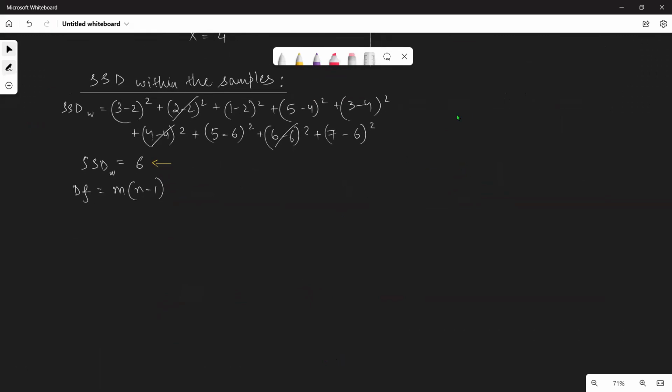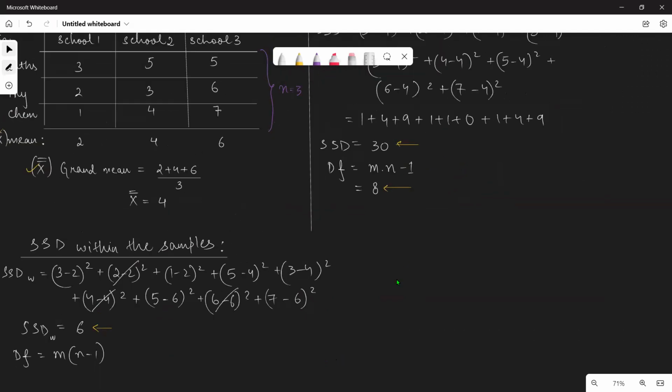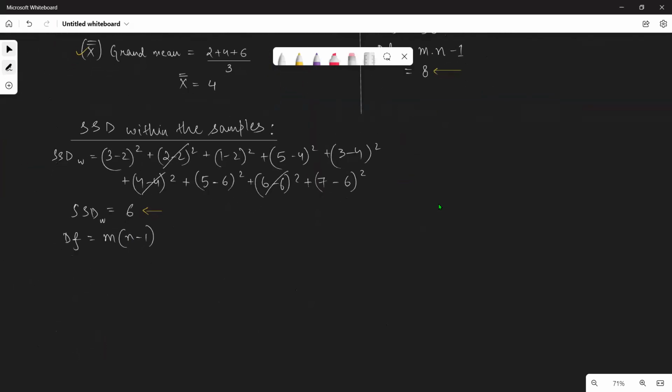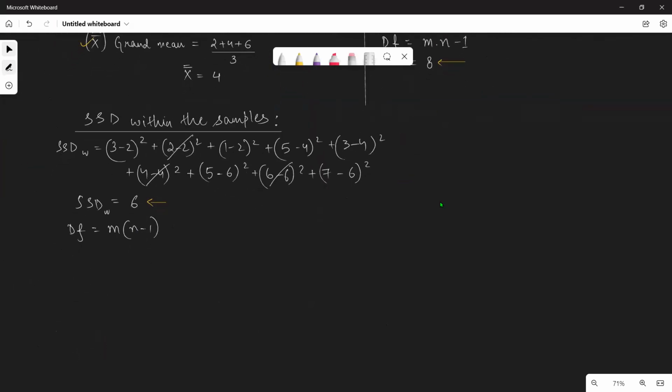Now for the entire data that you have, what is the formula of degree of freedom? m into (n minus 1). Yes, this one. This was the formula of degree of freedom for the entire data. Now when it comes to SSD within, when you are calculating SSD within the sample, then the formula changes. It is m multiplied by (n minus 1).